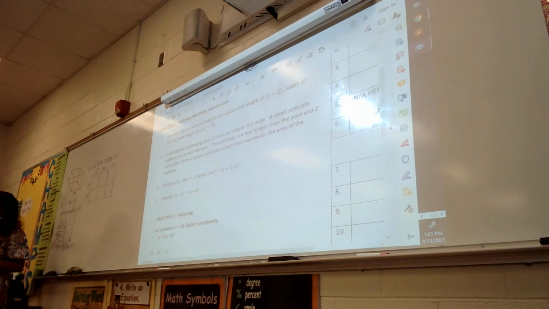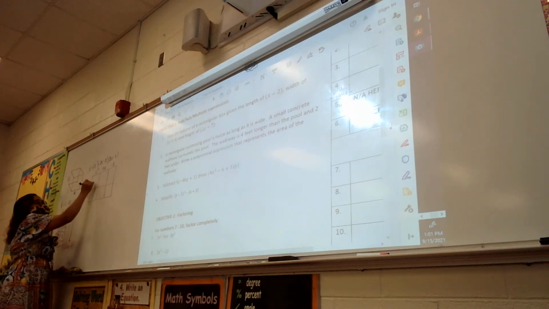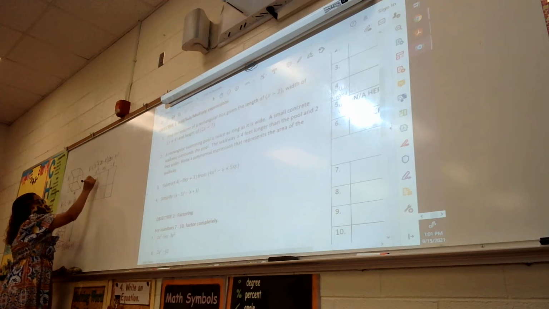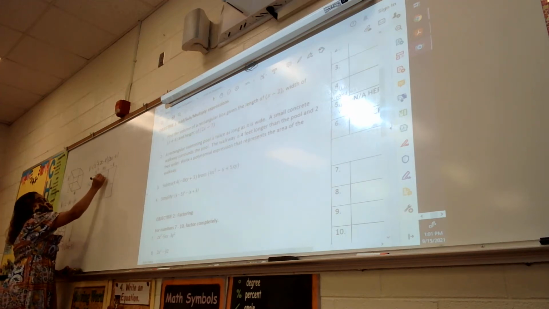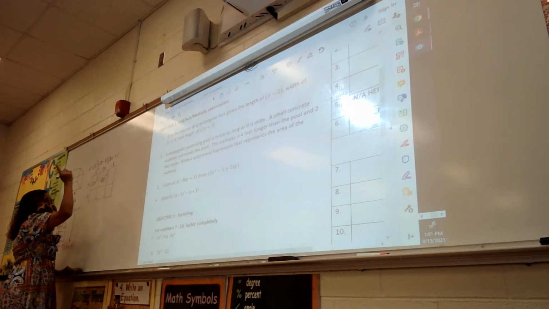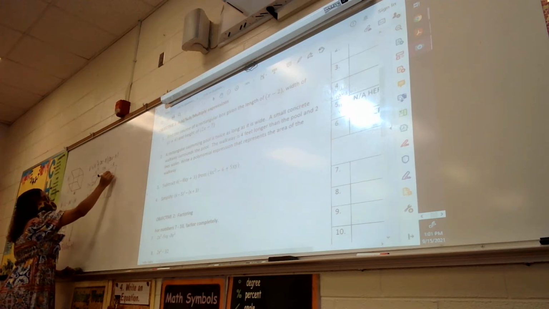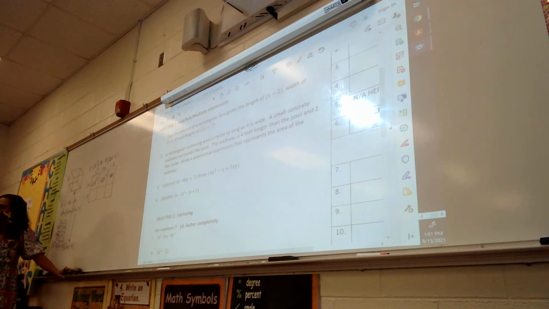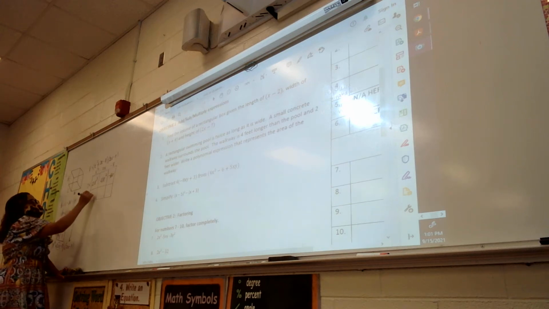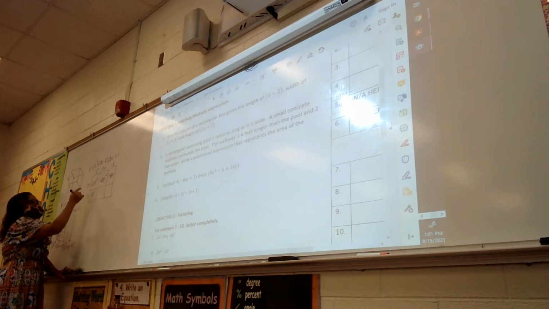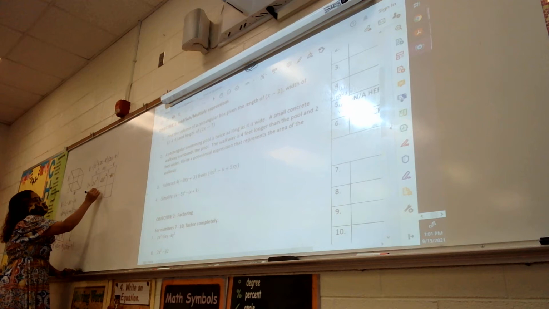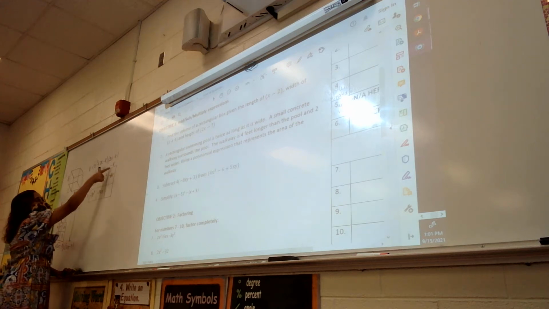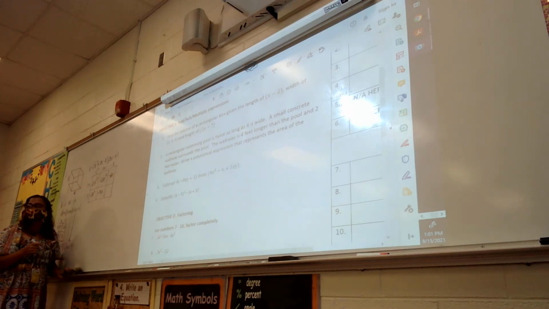2x times x squared, please. 2x cubed. There you go. 2x times 2x. 4x squared. 2x times negative 8. Negative 16x. Very good. X squared times negative 7. Negative 7x squared. That is right. Keep going. 2x times negative 7. Negative 14x. Okay. Negative 7 times negative 8.